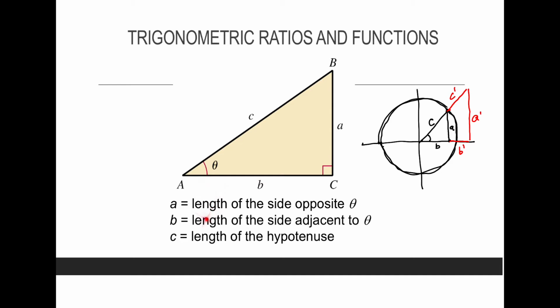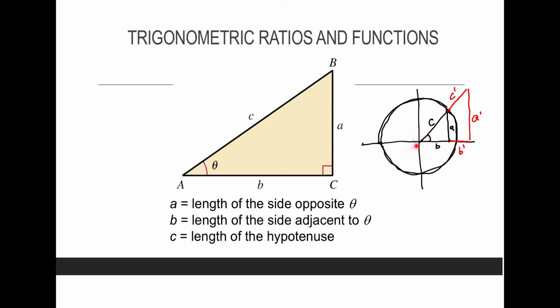So with angle theta, B would be the one that's adjacent to it, even though there's two that are adjacent to it. This one has a special name already. It's the hypotenuse. So we just call that one the hypotenuse, and we say this one's adjacent to the angle theta.